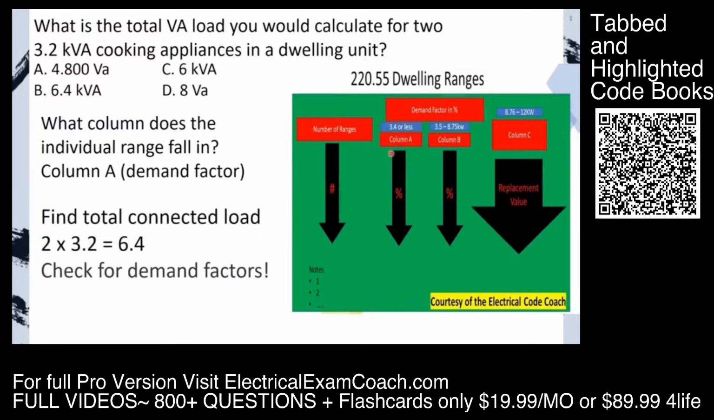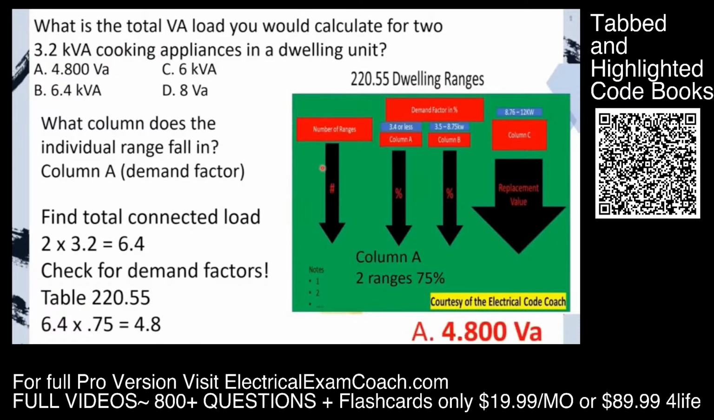Now let's check for demand factors. When we do that, we start on the left-hand side of our table. We come over and find our number of ranges, and then we cross over, and we find that for column A, 2 ranges is 75%. Now, all we have to do is multiply. We take our 6.4 multiplied by our demand factor, and this gives us our new reduced load, and we're going to select A. Great job.